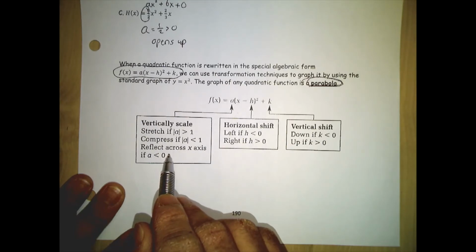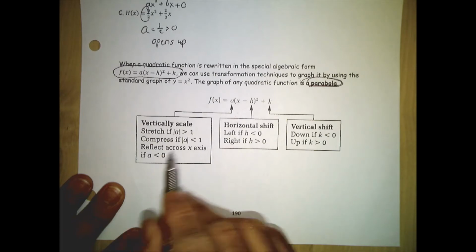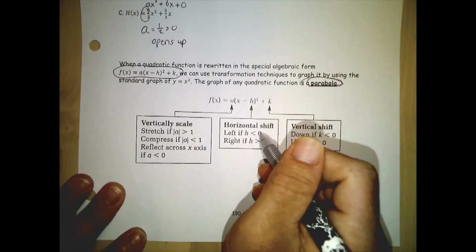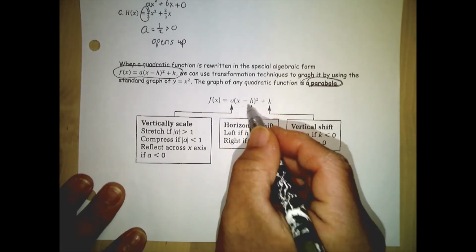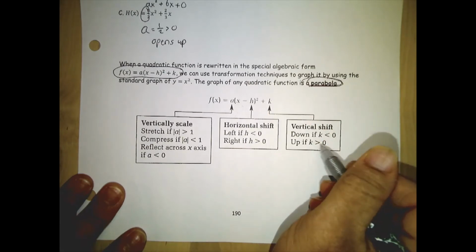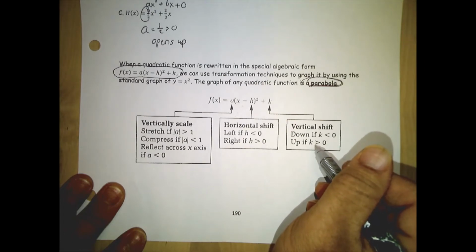And then remember, of course, if the a is negative, then we will do a reflection across the x-axis. The h represents the horizontal shift left or right here, so it's left if h is less than 0 and right if h is greater than 0. And the k represents the vertical shift, it's down if k is less than 0 or up if k is greater than 0.